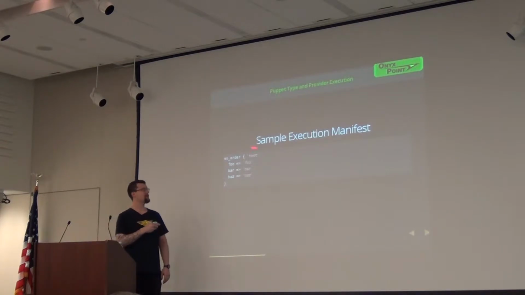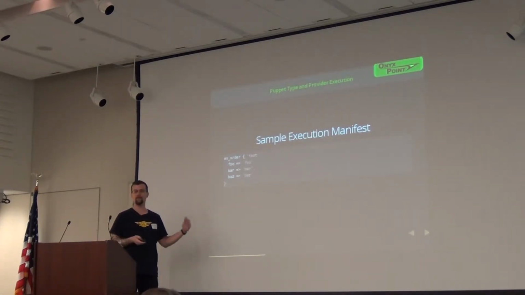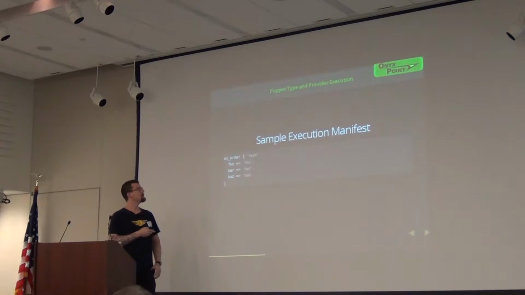So this is our sample manifest that we're going to execute. Again, this code is online. You can download the running code. You can try it on your laptop and watch the entire output here from this presentation come out on your home system. So right now we're going to create one resource, xorder test.